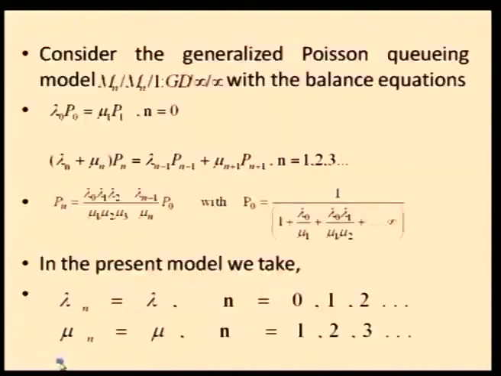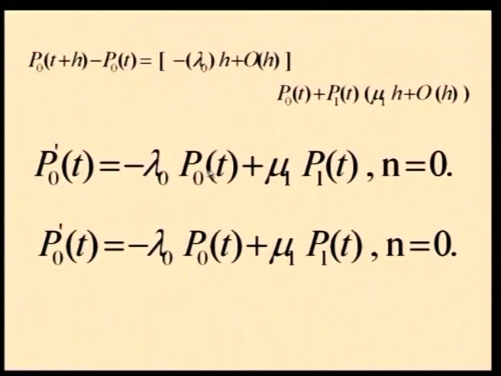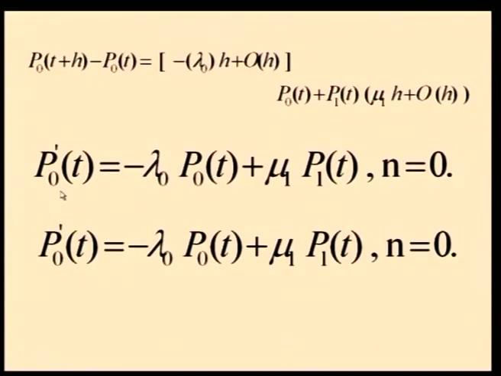So, in the previous step where we have these differential difference equations, suppose we allow t tending to infinity of all this. For example, consider this equation P naught dash of t equal to minus lambda naught P naught t plus mu 1 P 1 t. Now, take the limit t tending to infinity on both sides.